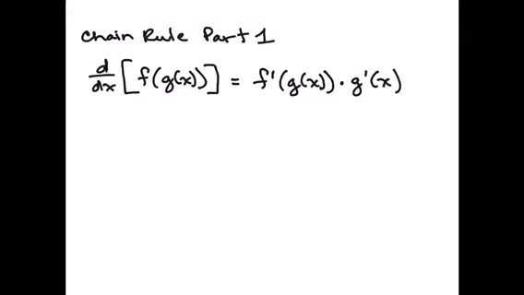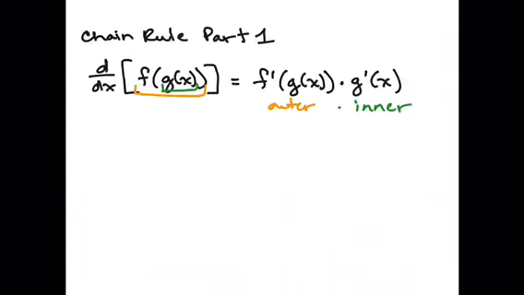The chain rule is what we use when we want to take the derivative of a composition of functions. A composition of functions is when we have one function inside another function as the argument to it. So my inner function here is g of x, my outside function is f of x, and the chain rule states that the derivative of this is the derivative of the outer function times the derivative of the inner function.